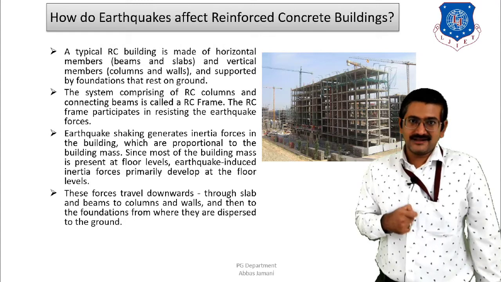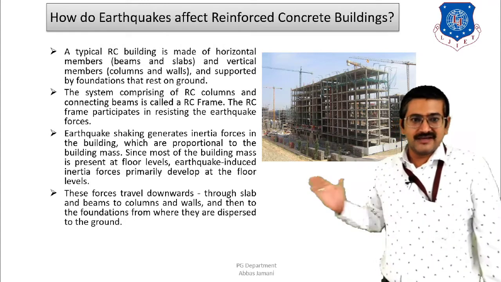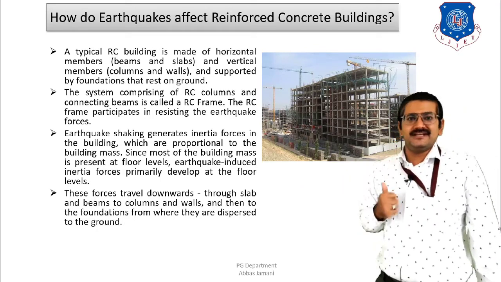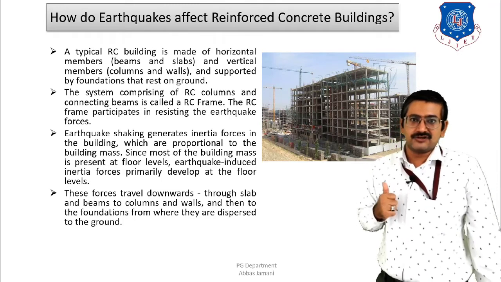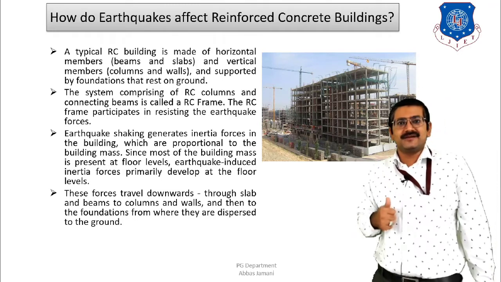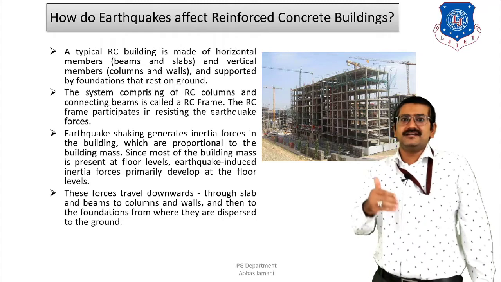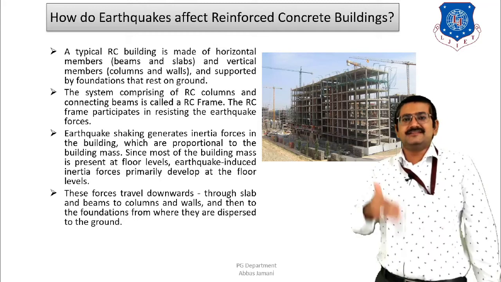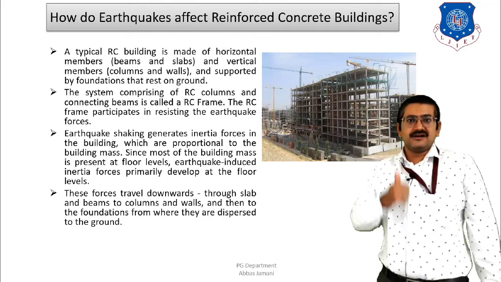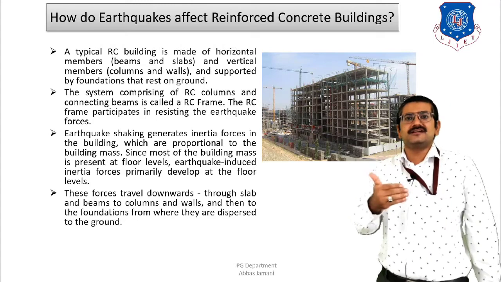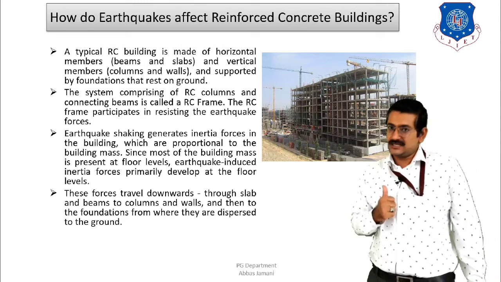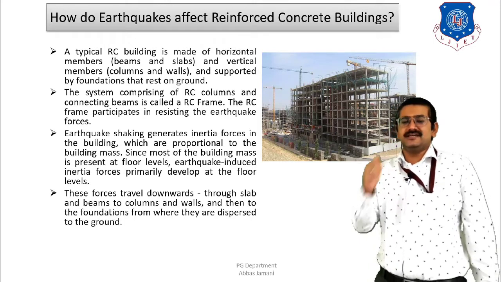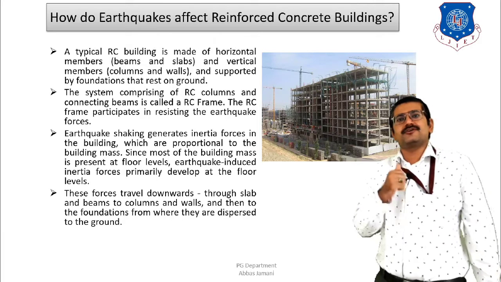You can see a typical sketch of an RCC multi-story building in this particular figure over here. Now what happens, as we have seen in case of masonry buildings also, is that whenever ground motion takes place, due to this ground shaking, seismic waves are generated, and these seismic waves will generate the earthquake forces. Whenever the earthquake force is induced, the inertia force will be generated in the building. Right. In case of masonry buildings, we saw that the inertia force was concentrated at the roof level. Now we are talking about RCC buildings.